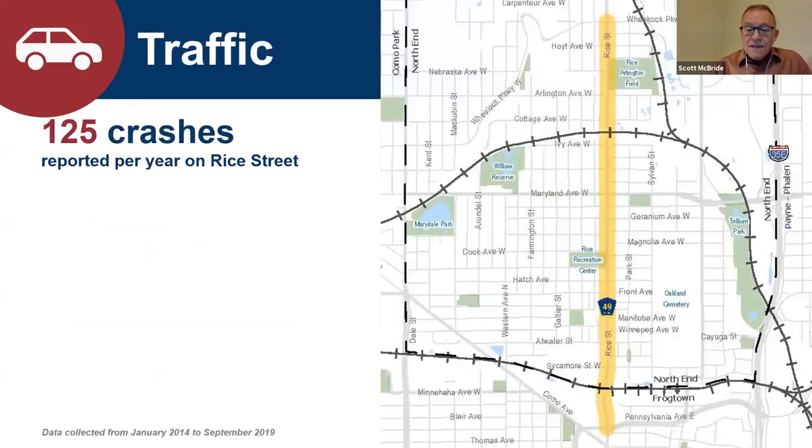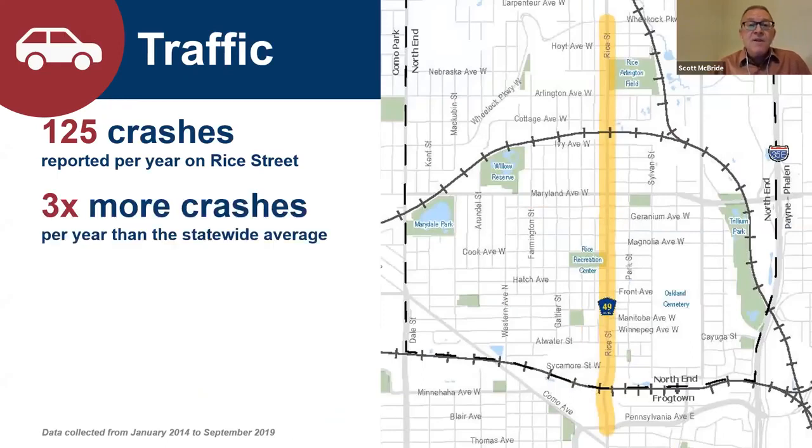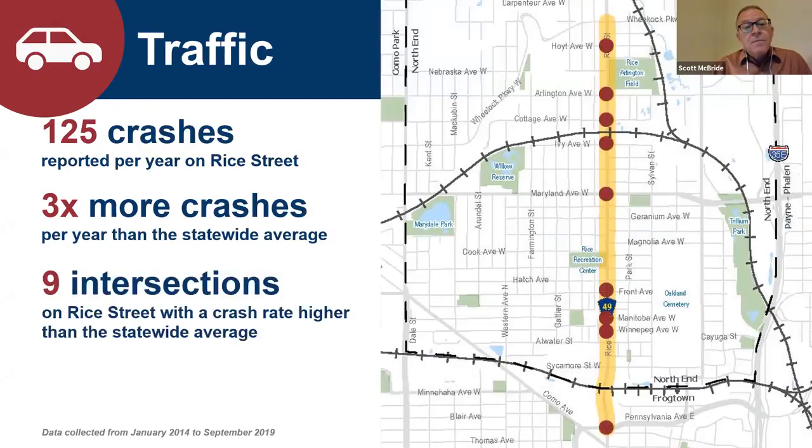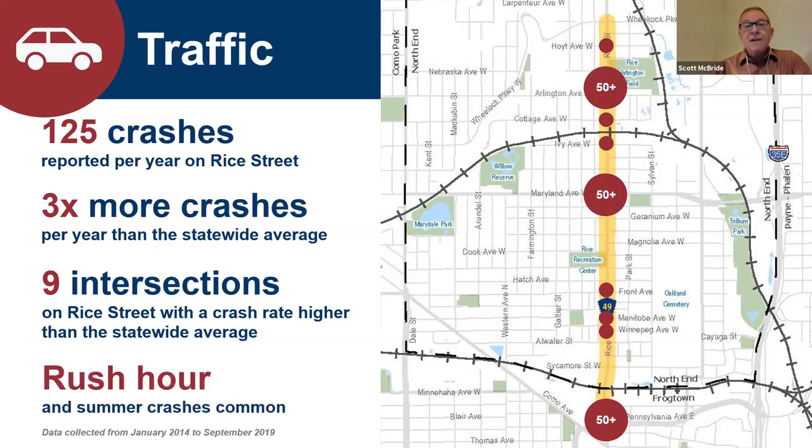On the traffic side of things, this is looking at that same five-year period that I talked about from 2014 through 2019. There are more than 125 crashes reported per year out there. And that is three times more crashes than the statewide average for roadways like Rice Street. That's not all streets, that's not all roads, but it's three times more crashes than, call it the Rice Street peer group, four-lane, undivided, urban type arterials. So that's a pretty extraordinary number.